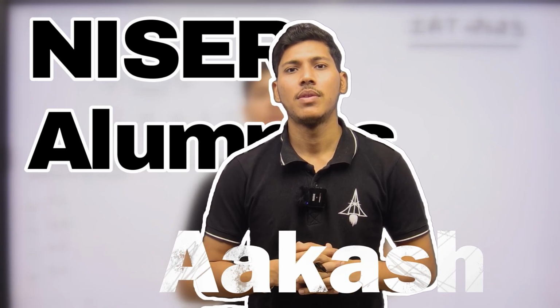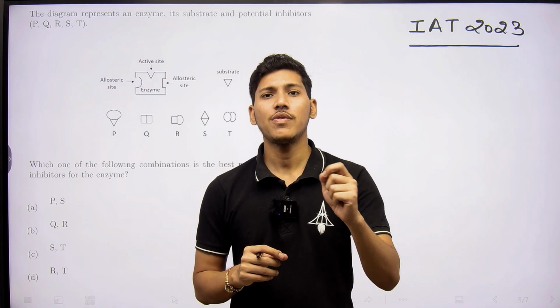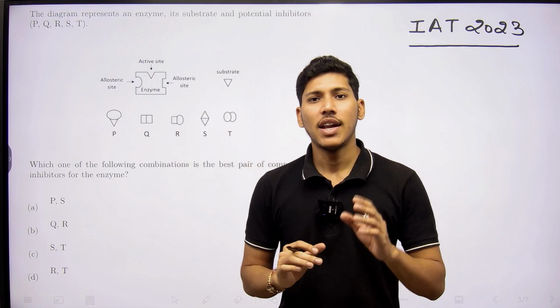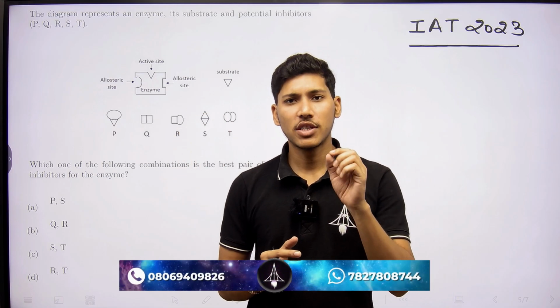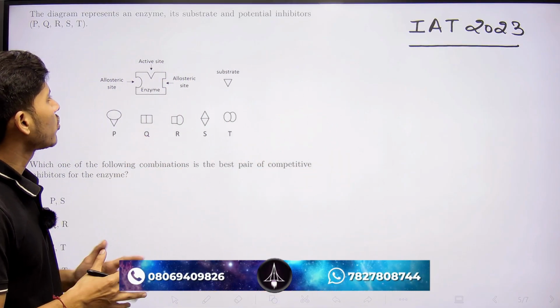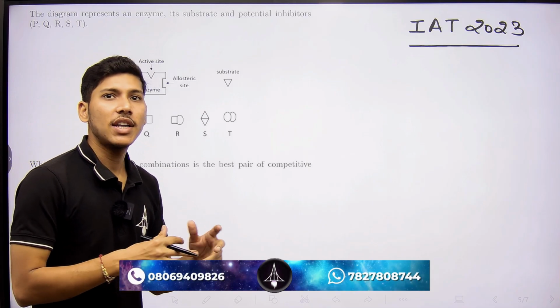I am an IISER alumnus, and today we are going to discuss one of the questions that has been asked in IAT 2023. Let's see this question. It's from the chapter biomolecules. So this question covers the concept of enzymes and their inhibitors, basically competitive inhibitors.